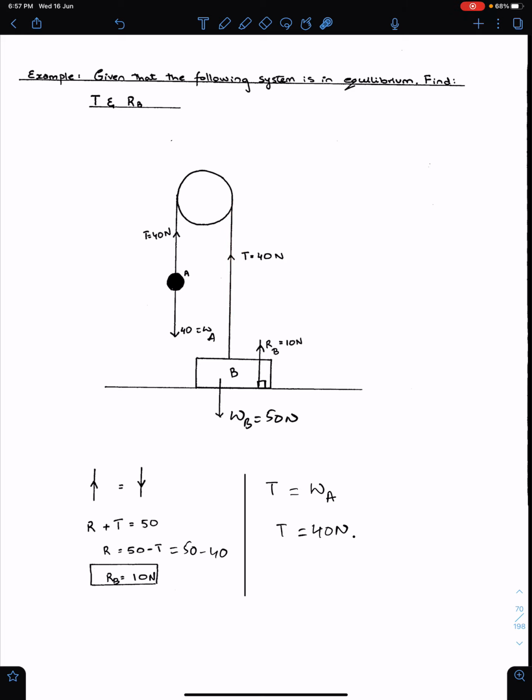Since B is in contact with the ground, there are three forces acting on B. Number one, weight of B, which is acting vertically downwards because weight always acts vertically downwards. Normal reaction on B and tension. Since the system is in equilibrium, all must be balanced. So T plus R is equal to the weight of object P. Therefore R is 10 newtons because T is 40 newtons.